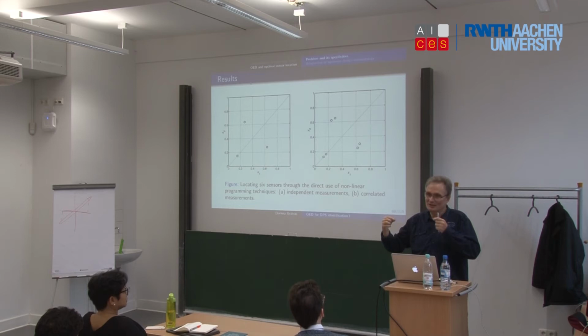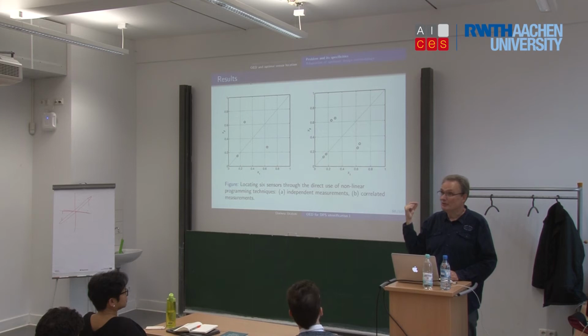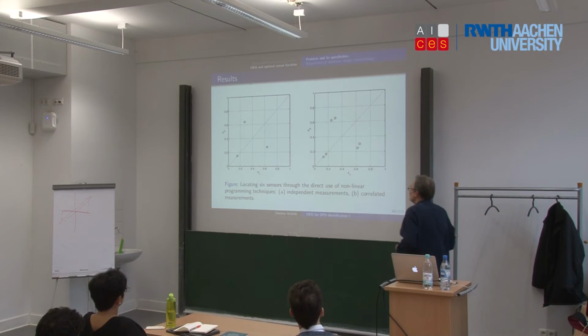So if they are independent, this means we can place two sensors at one point. And we place here two sensors at one point. So we have repetitions. We saw the repetitions in one of the examples at the beginning of my lecture today. And here you have the same situation.